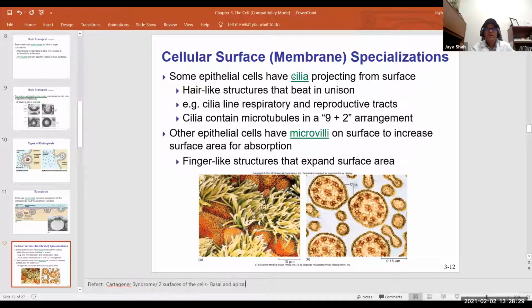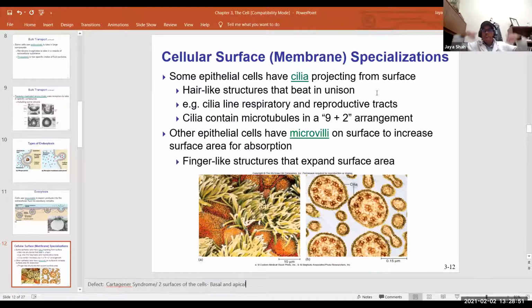Some epithelial cells, and these are only the cells which are exposed to the outside, whether it is a body cavity or outside the body, have cilia projecting from the surface. They are hair-like structures that beat in unison. Like when you are rowing a boat, what happens?